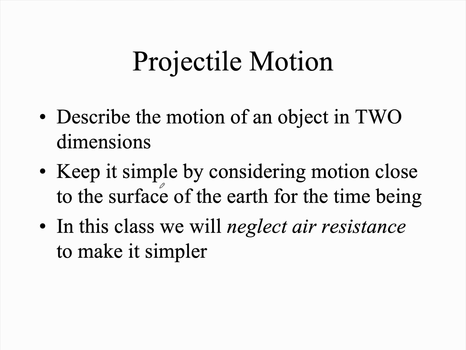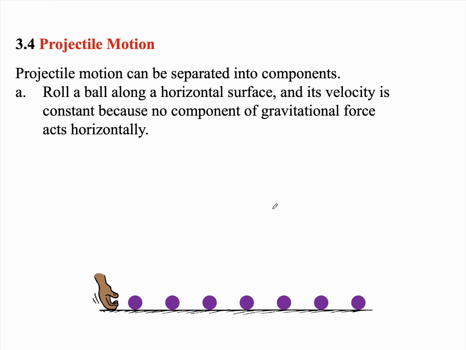So just close to the surface of the Earth, where gravity is going to be about negative 10 meters per second squared. Horizontally launched projectiles is what we're going to look at today. Pretty simple idea. Before we do that, take a look at this. If you roll a ball along a tabletop without friction, you give it a little push, it's going to have some velocity here. It's going to have the same velocity here.